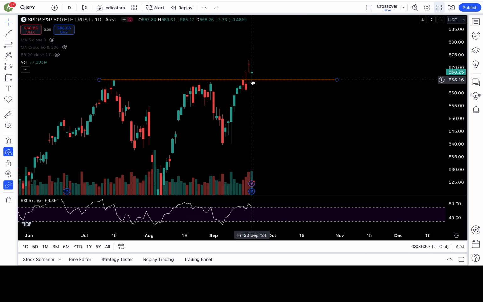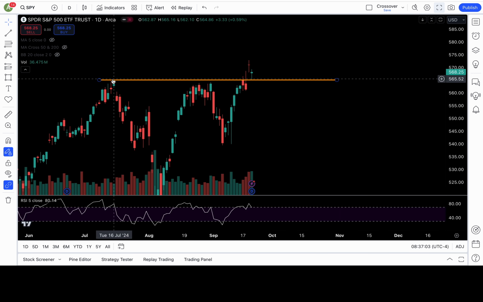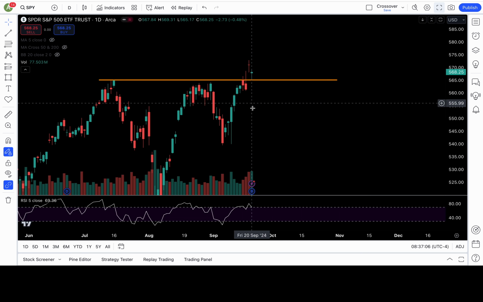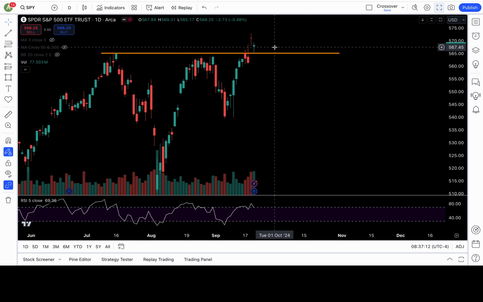This backtest as support is a successful role reversal. I like to refer to it when a sell zone turns to a buy zone. I call it the role reversal. So it's a successful role reversal as long as price stays above 565. If it's below it, I would favor a pullback.